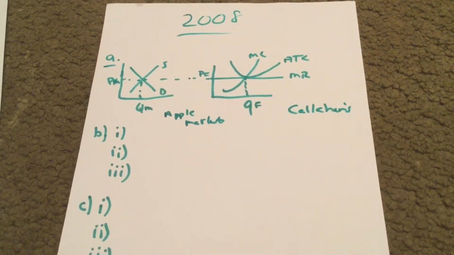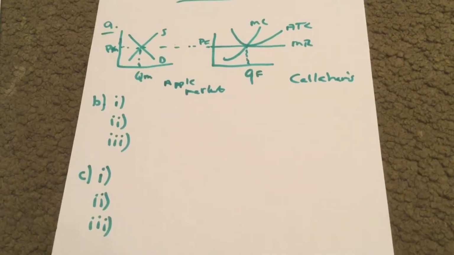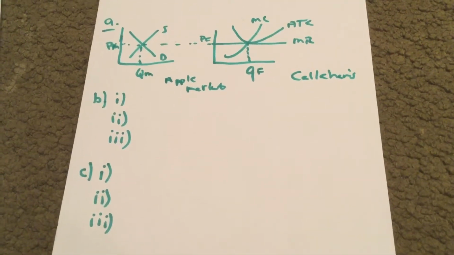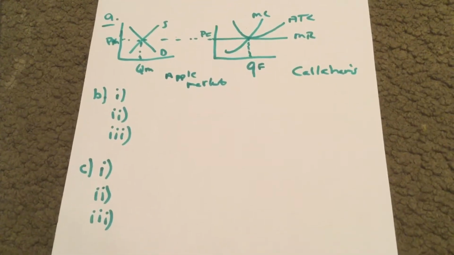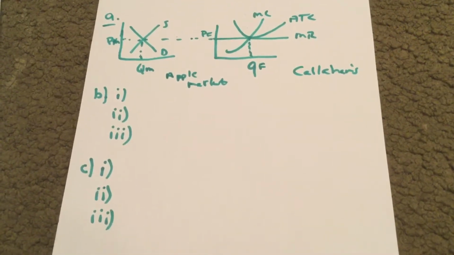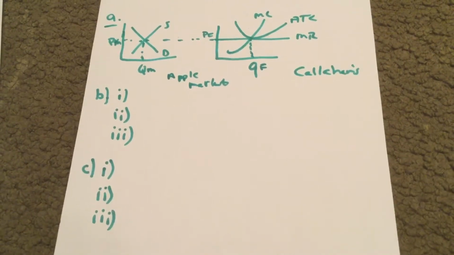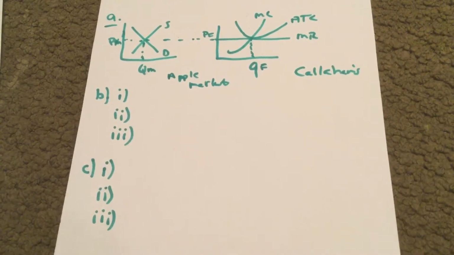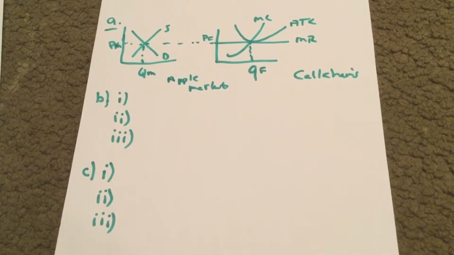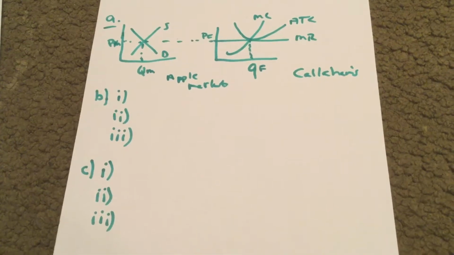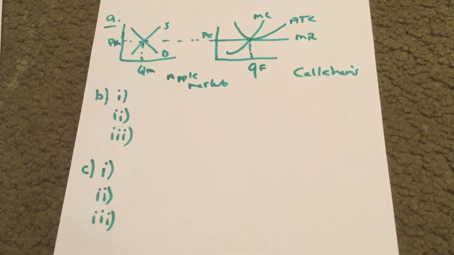And then for part B, we're going to assume that the government provides the apple growers, the individual firms like Callahan's, an annual lump sum subsidy. So there's a couple of things we need to think about. Anything that's a lump sum, assume is going to be dedicated to fixed costs. So it is not going to move the marginal cost curve. If there was a change in variable costs, your marginal cost curve would then shift down.